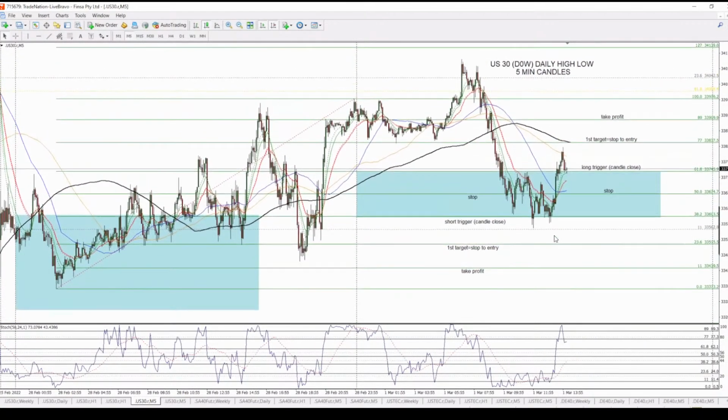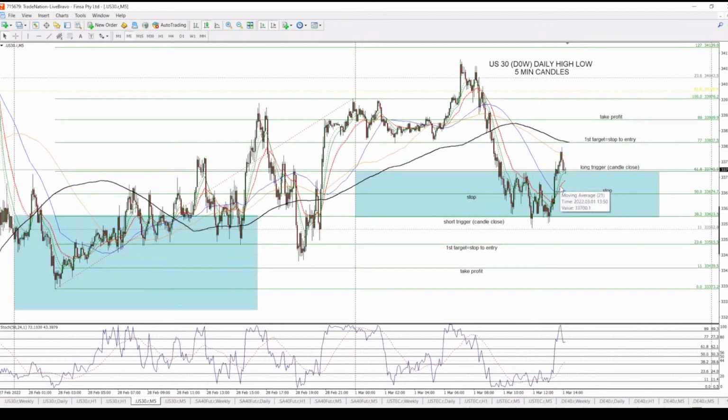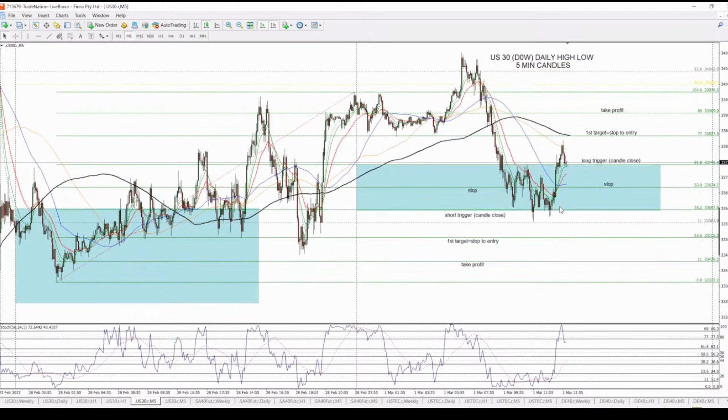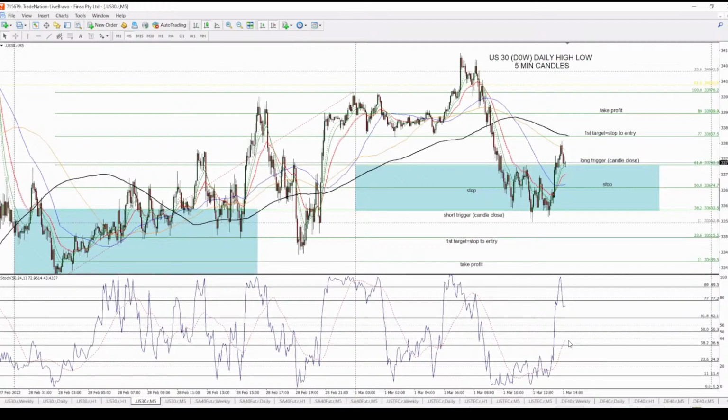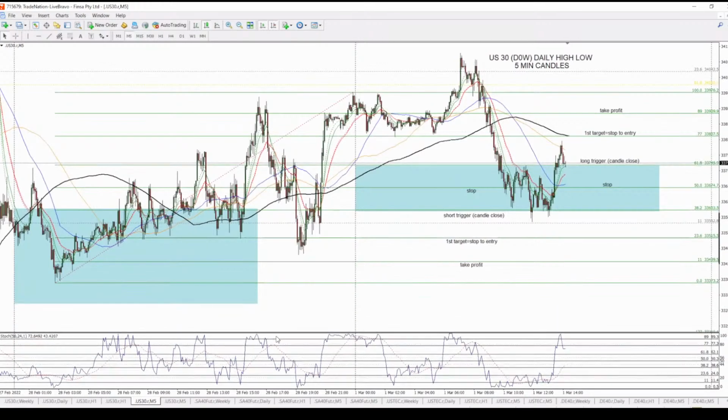If you look at the moving averages, 8 is above 21, above 50. That's indicating trend is up. Also, the stochastic is currently above its own signal line, and above that 61.8 level. So that is indicating trend is up on the 5-minute.